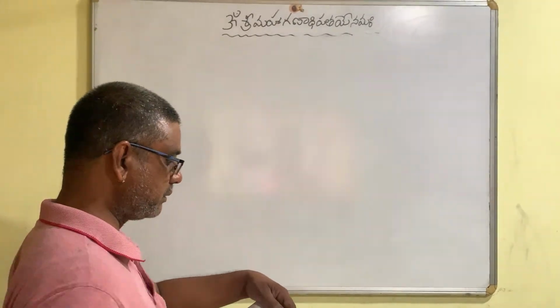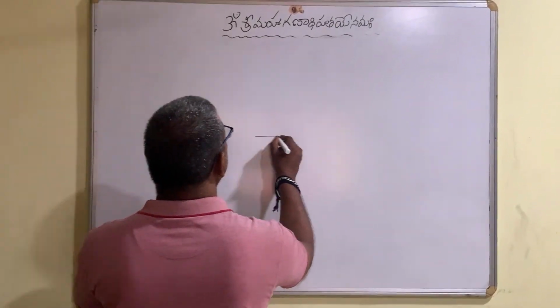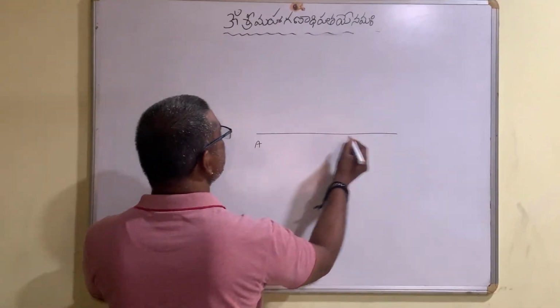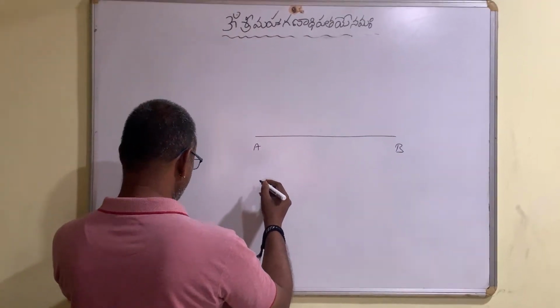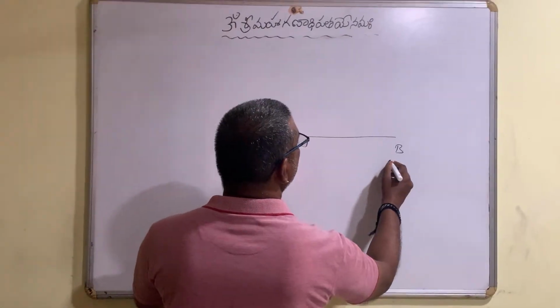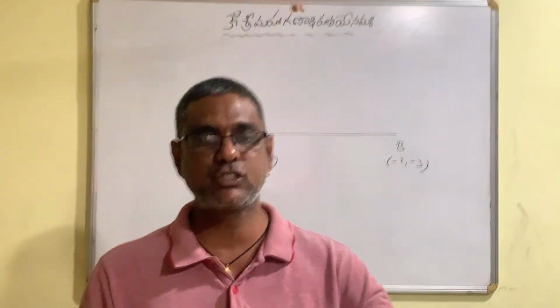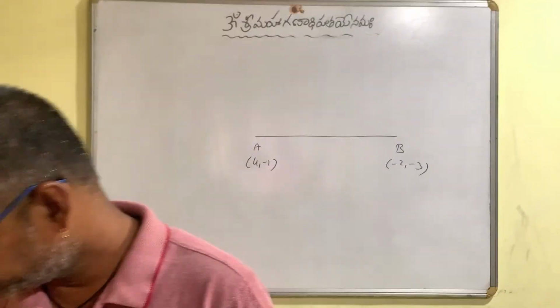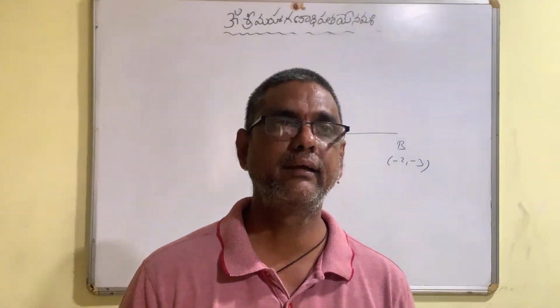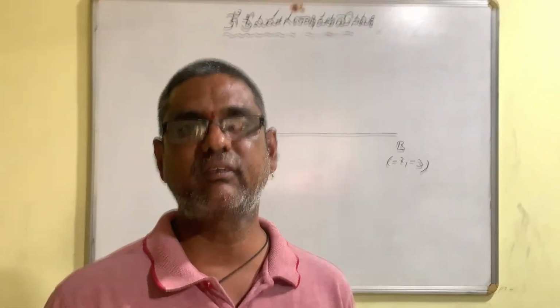Find the coordinates of the points of trisection of the line segment joining 4, minus 1 and minus 2, minus 3. That is the line segment AB. Coordinates of A are 4, minus 1 and coordinates of B are minus 2, minus 3. We need to find out the coordinates of points of trisection.